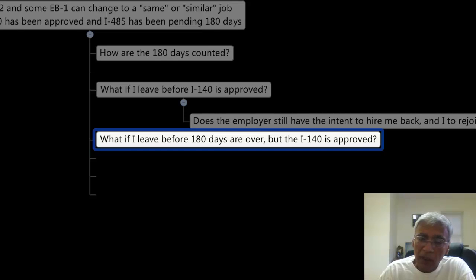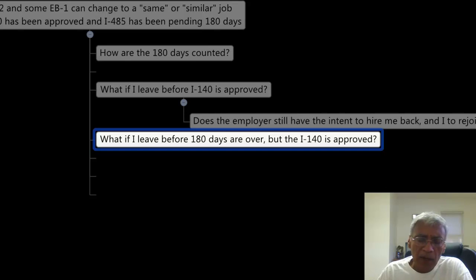Now remember, you can always carry the priority date forward. That's not what we are talking about. Once the I-140 is approved, your priority date can be carried forward. We are talking about AC21. That's a different section of the law and it's a different law altogether. Okay. So what if I leave on the 151st day? Am I okay? The answer is yes. You are okay as long as USCIS does not start questioning you on the 151st day.